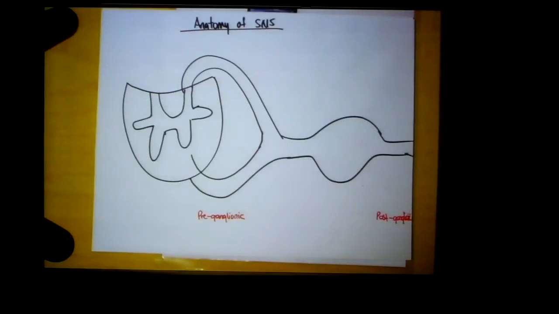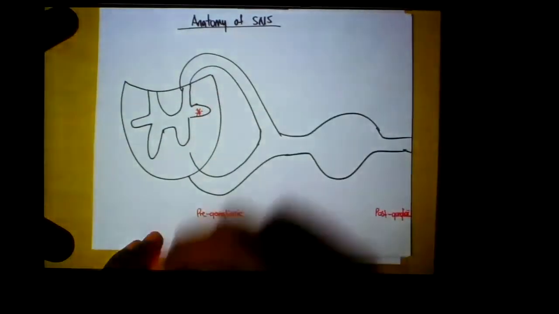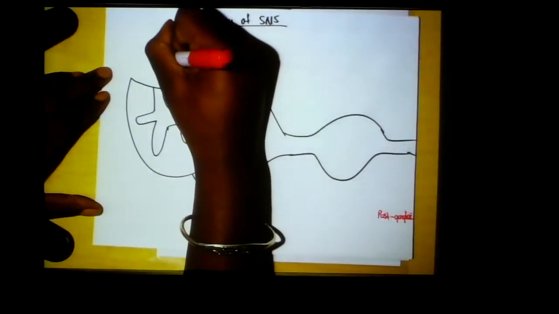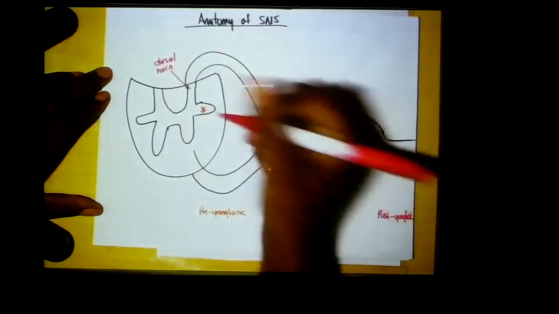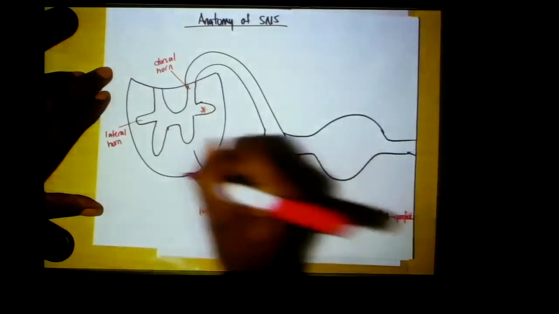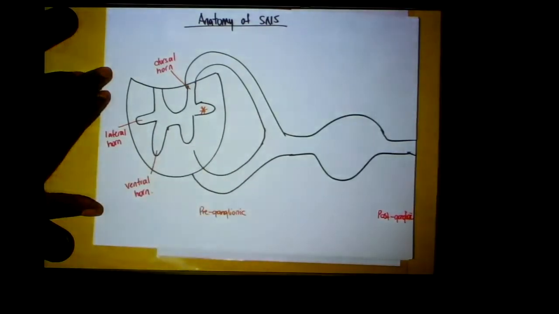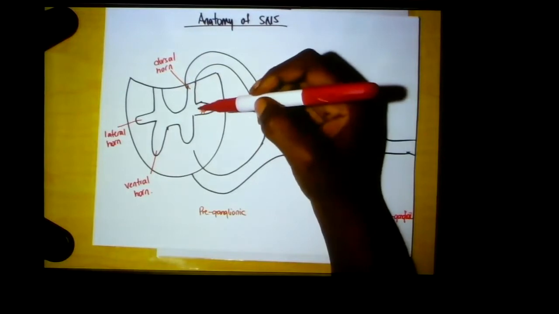Now, the fibers that arise from the autonomic nervous system come from what part of the spinal cord? The lateral horn, right? So they come from the lateral horn. Let's remind ourselves of what these are. This is the dorsal horn. This is the lateral horn. And this is the ventral horn. Our fibers are coming specifically from the lateral horn.